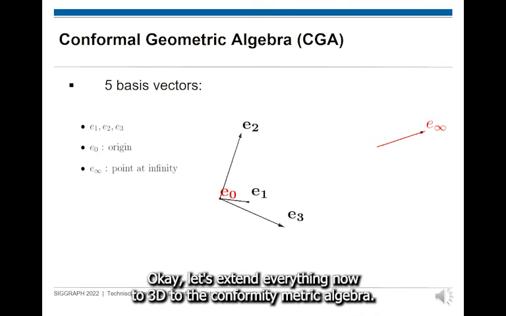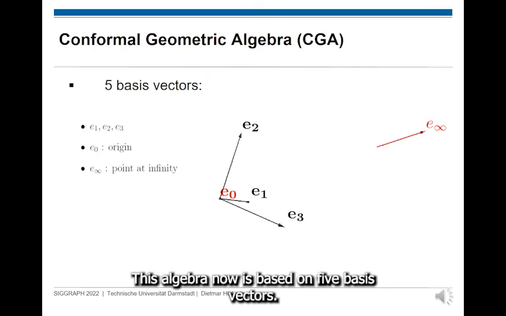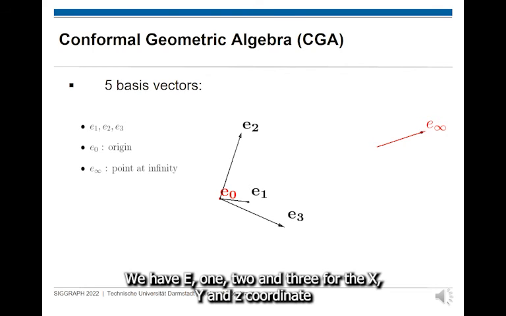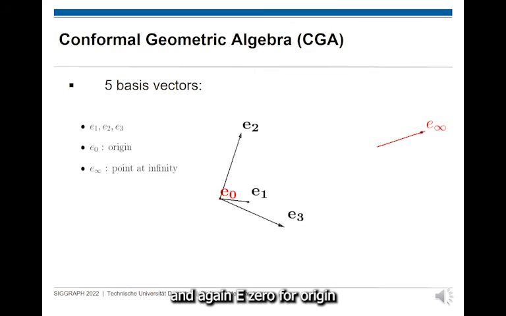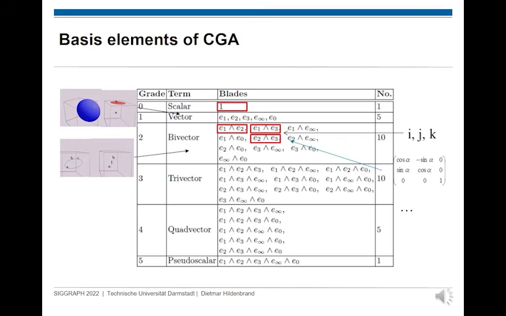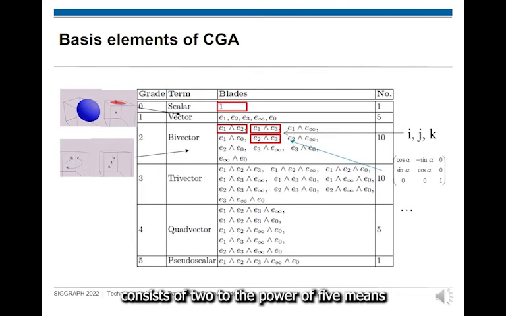Okay, let's extend everything now to 3D, to the conformal geometric algebra. This algebra now is based on 5 basis vectors. We have e1, e2, and e3 for the x, y, and z coordinate, and again e0 for the origin and e infinity for the point at infinity. With these 5 basis vectors, the conformal geometric algebra consists of 2 to the power of 5, meaning 32 basis blades: 1 scalar, 5 vectors, 10 bivectors, 10 trivectors, 5 quadvectors, and 1 pseudoscalar.